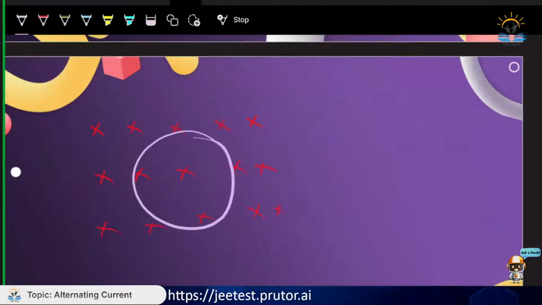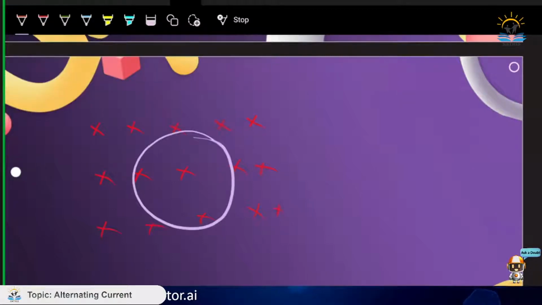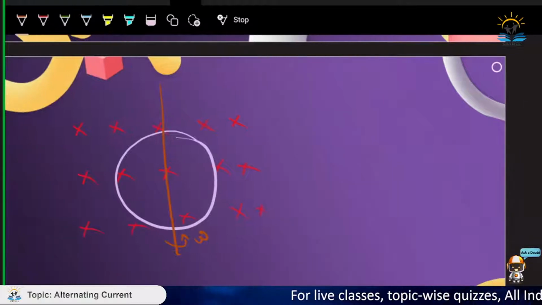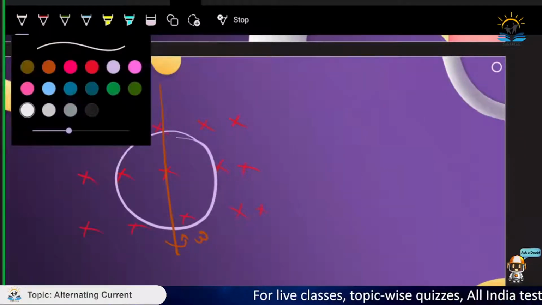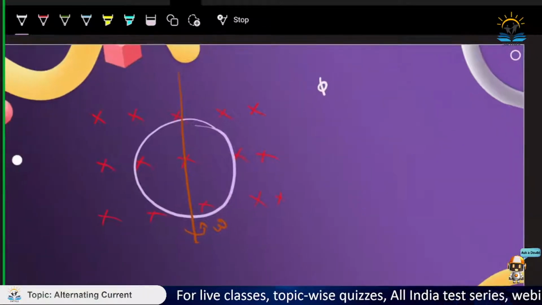This coil is rotating with an angular velocity omega, where the magnetic field exists. So the flux through the coil will be how much?